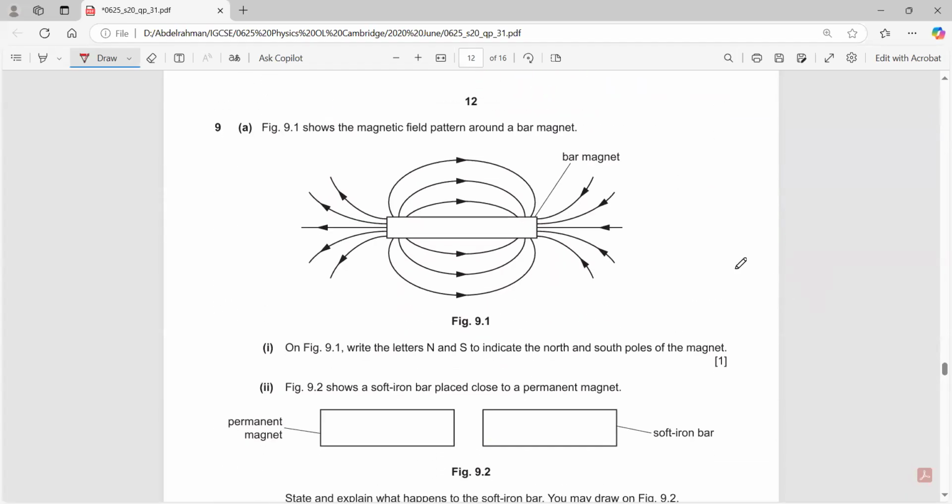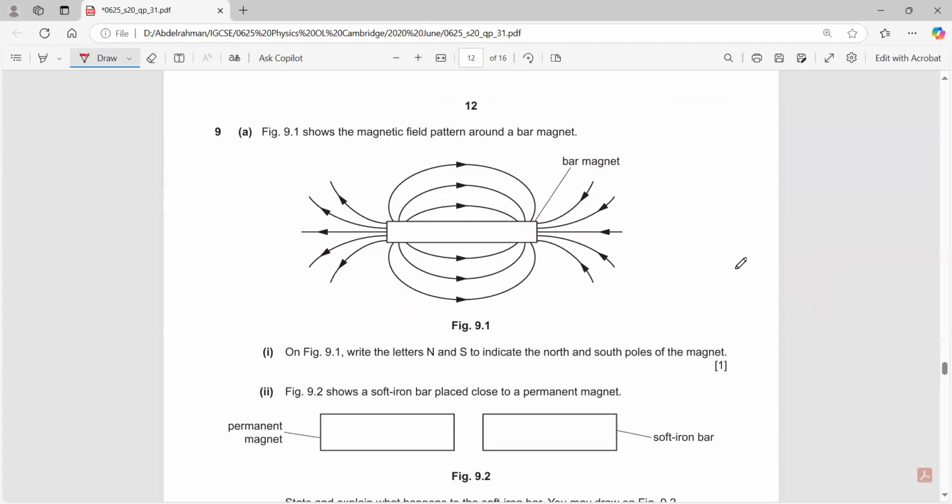On figure 9.1, draw the letters N and S to indicate the north and south poles of the magnet. N would be on the left hand side and S is on the right hand side.